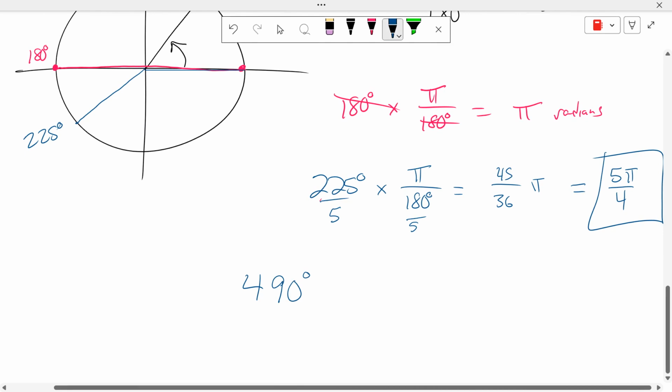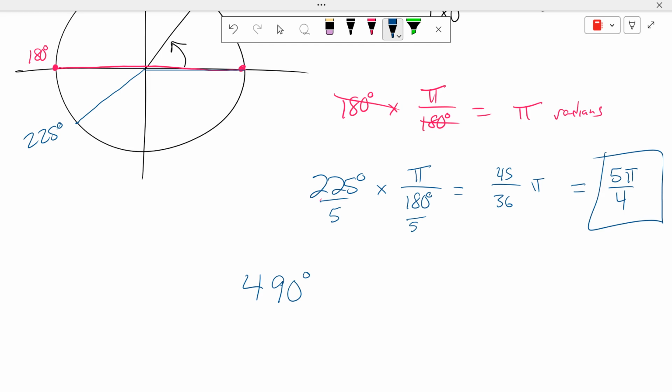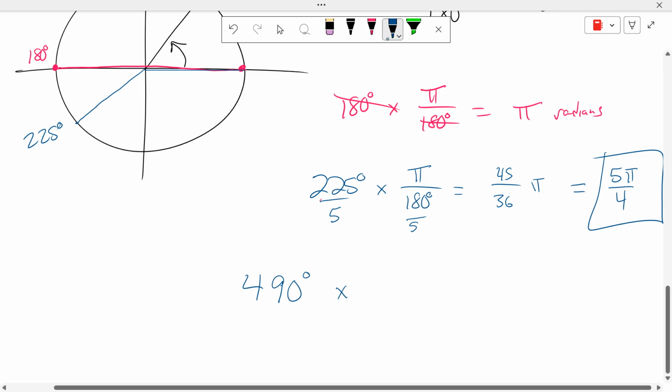How about 490 degrees? Remember, we had coterminal angles yesterday, so we know that you can go up to 490 degrees. You can go up to 11 million degrees if you want to. You just keep going around the circle a whole bunch of times. Okay? So if we take that times pi over 180, what number goes into both of these? The easiest number? 10. So you get 49 pi over 18.